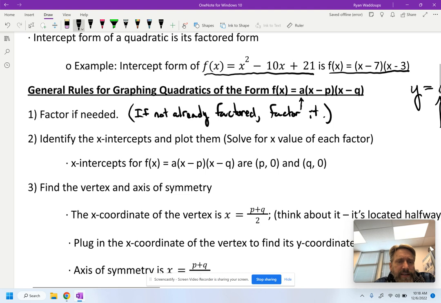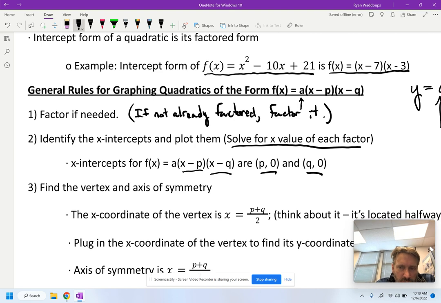Number 2, identify the x-intercepts and plot them. You're going to solve for the x value of each factor. The x-intercepts for f of x equals a times x minus p times x minus q in general form are p comma 0 and q comma 0, the opposite of the sign that you have there. But we'll see that in an example, and you can always just solve for the little equations formed by setting them equal to 0.